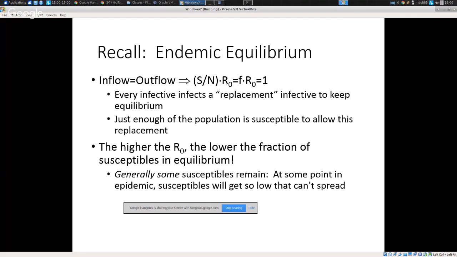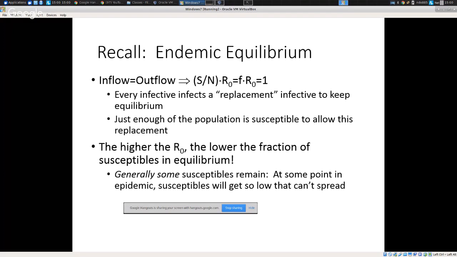So this R star is called the effective reproductive number, and R0 is called the basic reproductive number. R0 is just R star in a very particular case. In what case? In the case where S equals N. In other words, if everyone is susceptible, how many people do you infect?